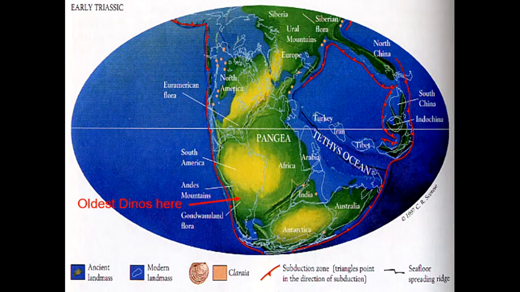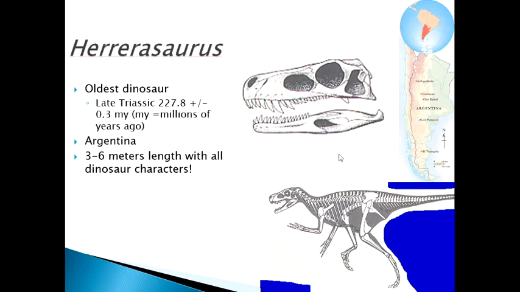And what do we find there then? So here's a couple of dinosaurs. First is Herrerasaurus. It's a theropod, so it's a meat-eating carnivorous dinosaur. We'll cover them later. But there's the actual dates, 227.8 plus or minus 0.3 million years ago. And a pretty good-sized dinosaur. From the tip of the nose to the tip of the tail, you're looking at 3 to 6 meters in length, and it has all of the requisite dinosaur characters.